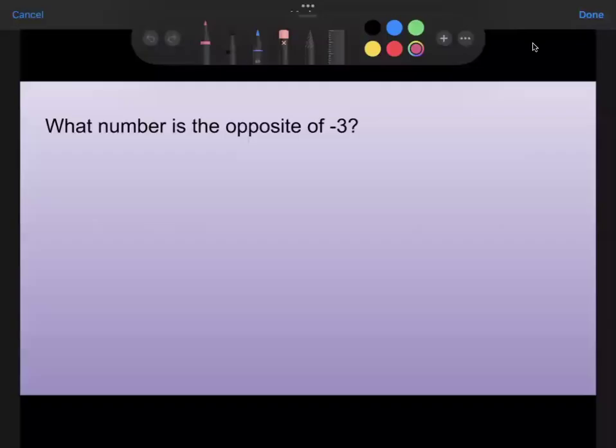Okay, here is our first example. We're going to find what number is the opposite of -3. Opposite integers are integers that are the same distance from zero, but on the opposite side of the number line.